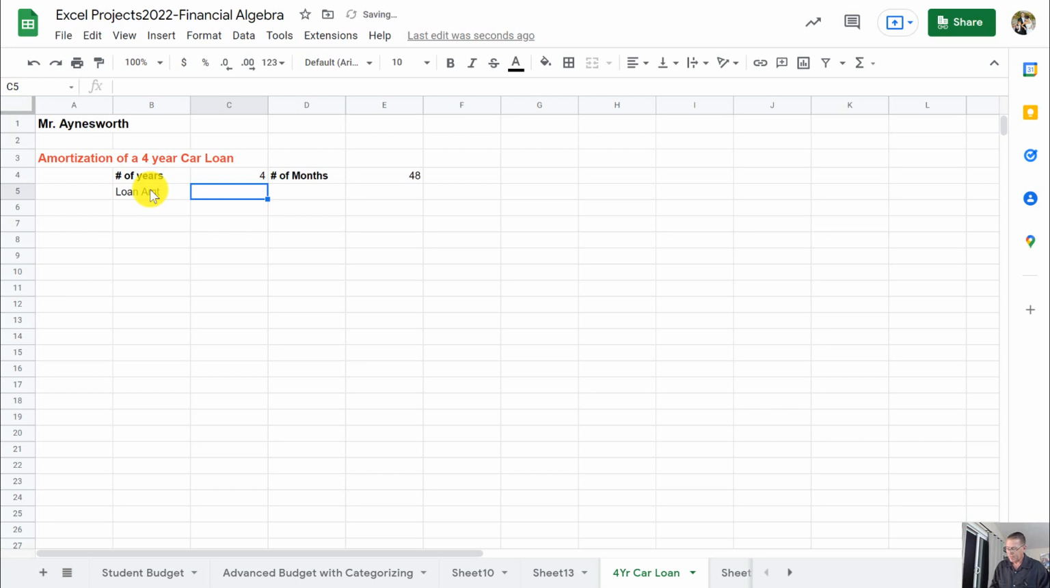Okay, and the loan amount in this case is going to be $30,000. So type that in. And it doesn't look like currency. It doesn't have the dollar sign, the commas, the decimal points. So come up here to the top and format it as currency so it looks good. Underneath that, let's type in the APR, the annual percentage rate. Okay, APR, interest rate.